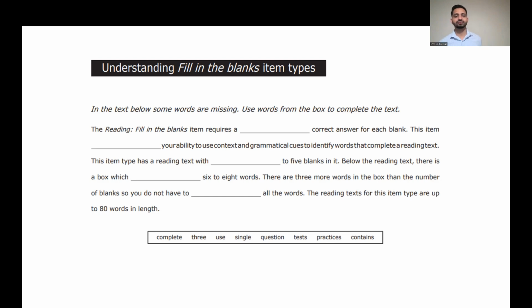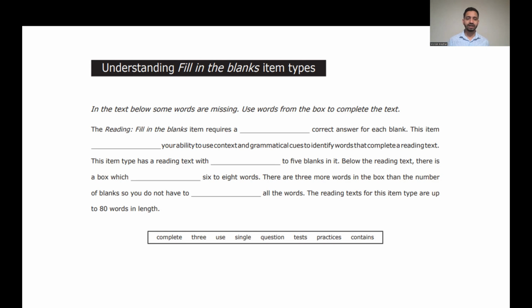So fill in the blanks item types require correct answer. Requires what correct answer? Think about it for each blank. You got it. Single correct answer, right? So you've got to think about what can be right. Complete correct answer. I mean, you're looking for a number, isn't it? So 3 correct answer, you can't use correct answers. If it's going to be 3, then it should be answers, right? But here it is correct answer. It has to be either single. Yeah. Use correct answer requires a use correct answer. That doesn't make any sense. We can't use a verb here.